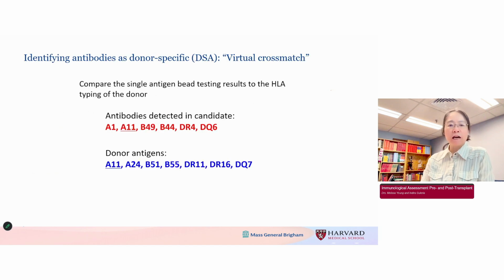So here's how we assess whether it's donor-specific antibody. Of course we have the bead-based assay results where we've detected all the antibodies in your patient. And then when the donor comes up, we will have the donor typing. So it's just a comparison between the two assays to line them up to say, well, are these antibodies donor-specific or not?